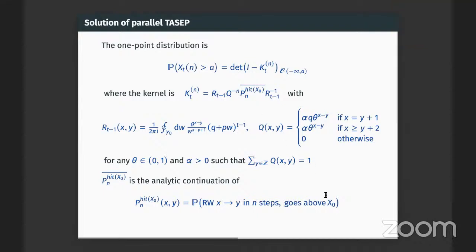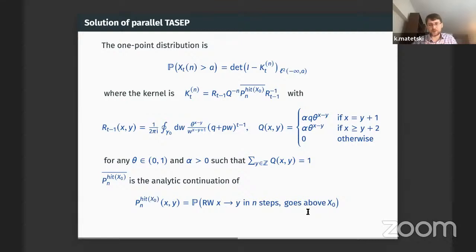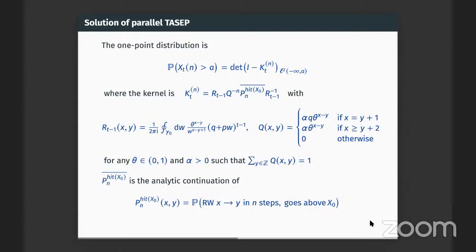Sorry, analytic continuation in what parameter? In Y. But Y is discrete, no? Right, that's a good point. So what I mean is that we have a polynomial in Y, so it can be extended polynomially in the Y variable. Thank you. You're welcome.